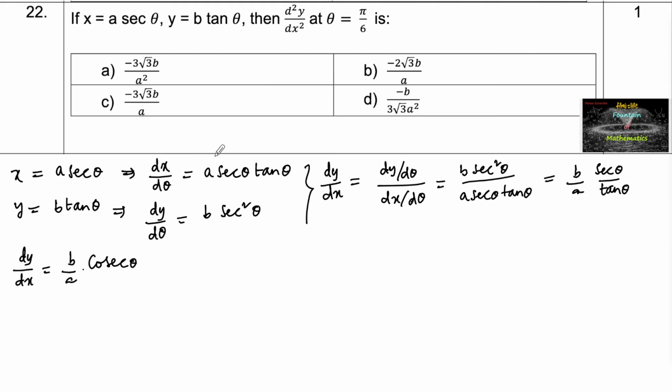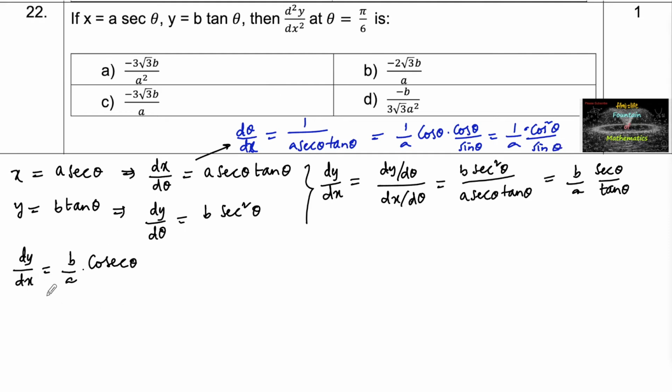Also, dx by d theta is equal to a secant theta tan theta. So here we can also write d theta by dx is equal to 1 upon a secant theta tan theta, or we can write 1 upon a cos theta into cot theta, or cos theta by sin theta, that is 1 upon a cos square theta by sin theta also we can write.